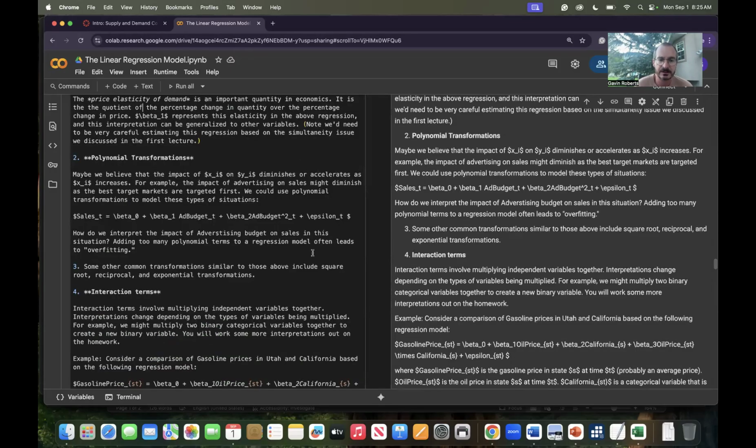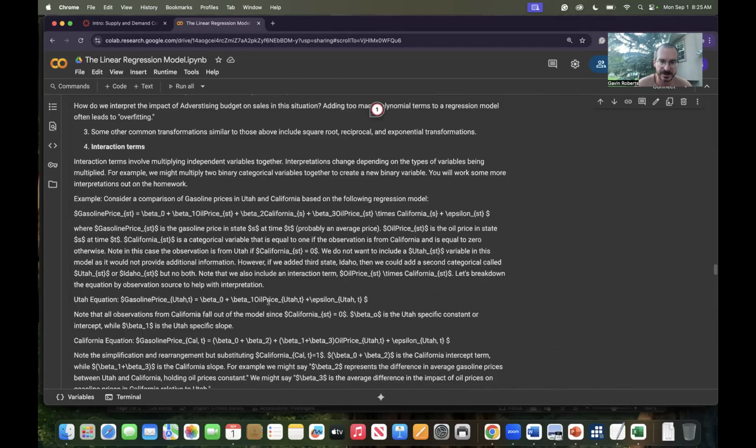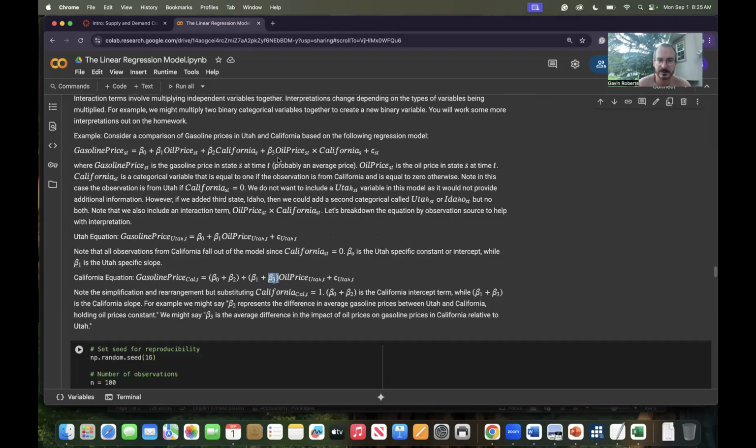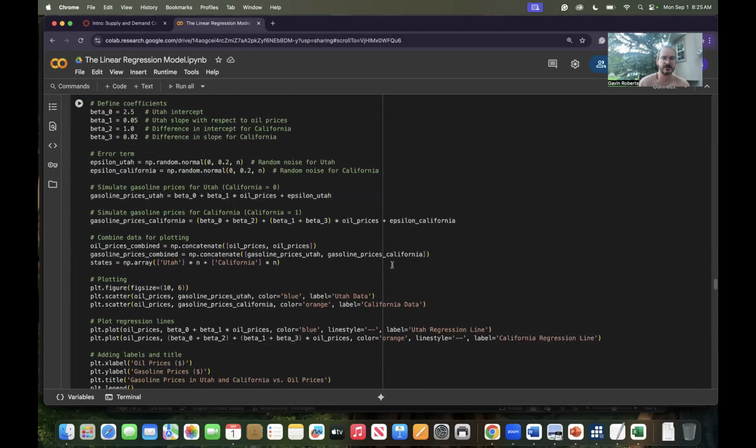Beta 3, right here, allows the slope to be different in California. Okay, so that's what these look like.